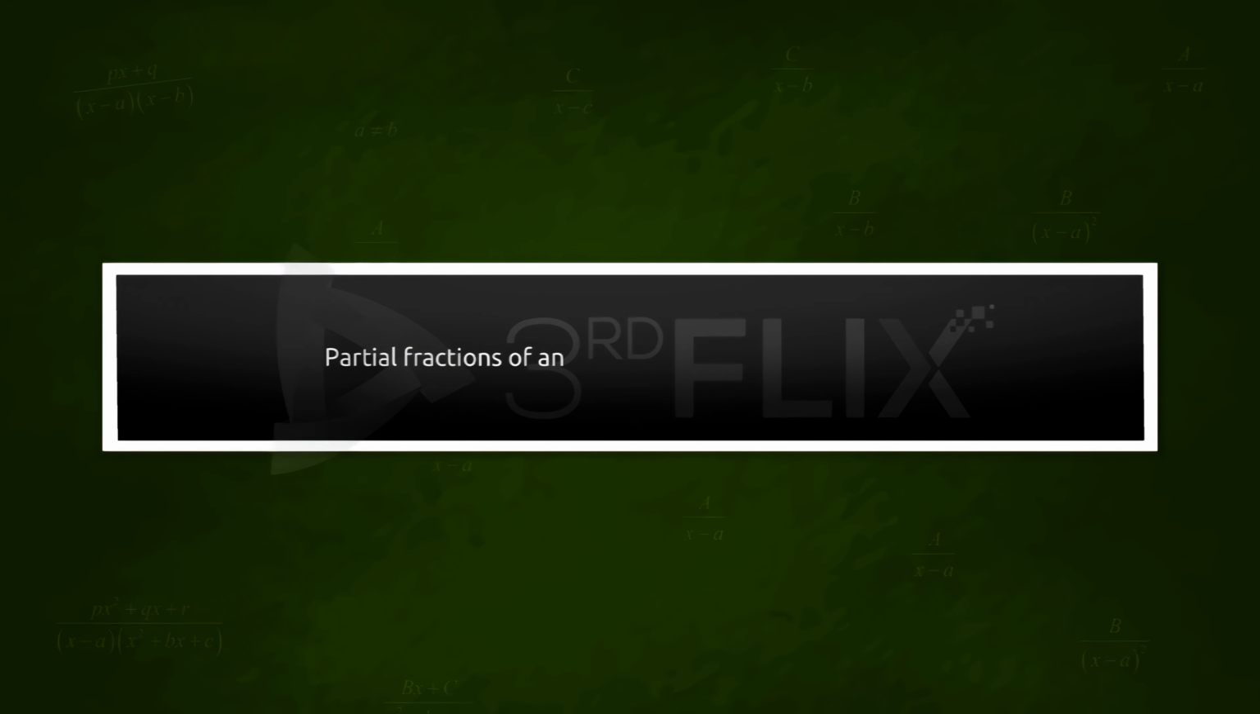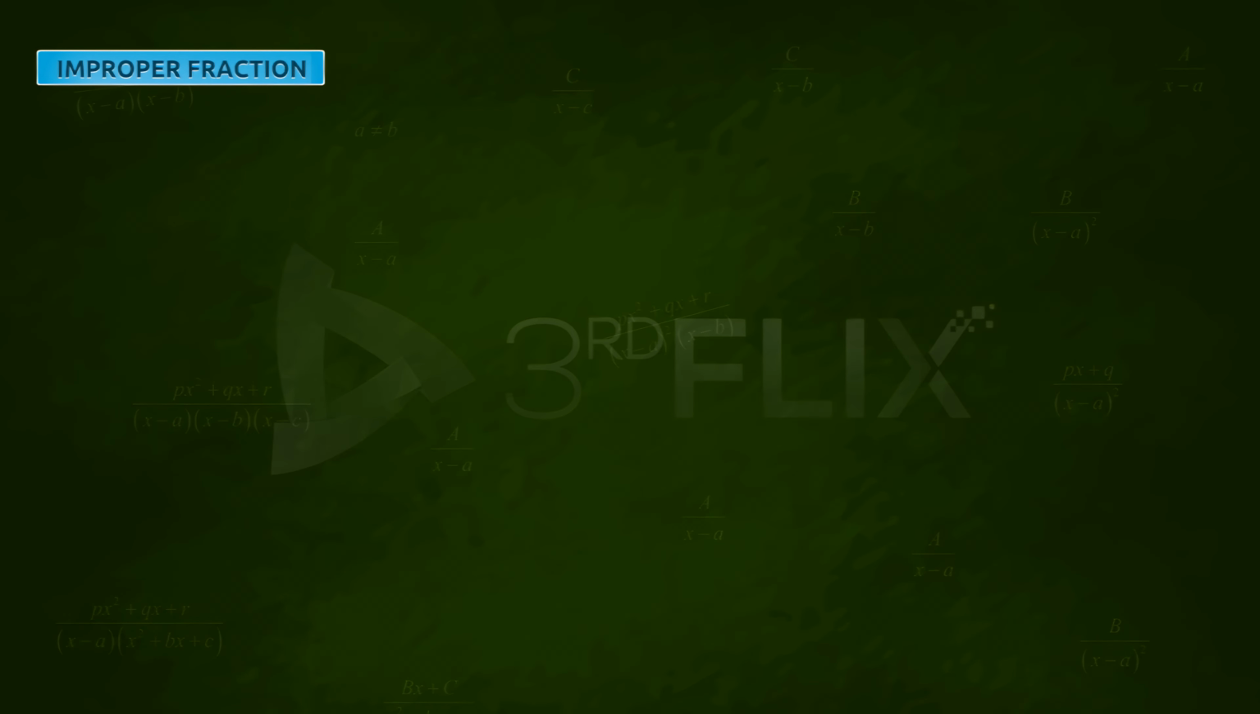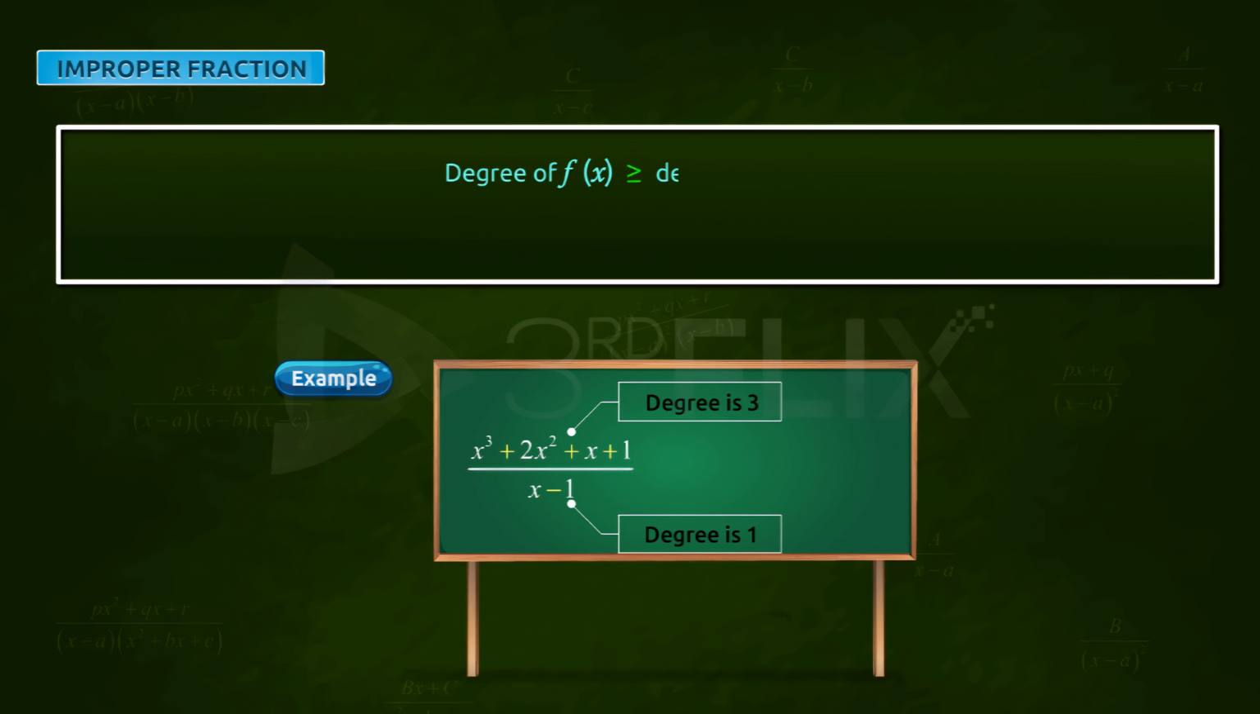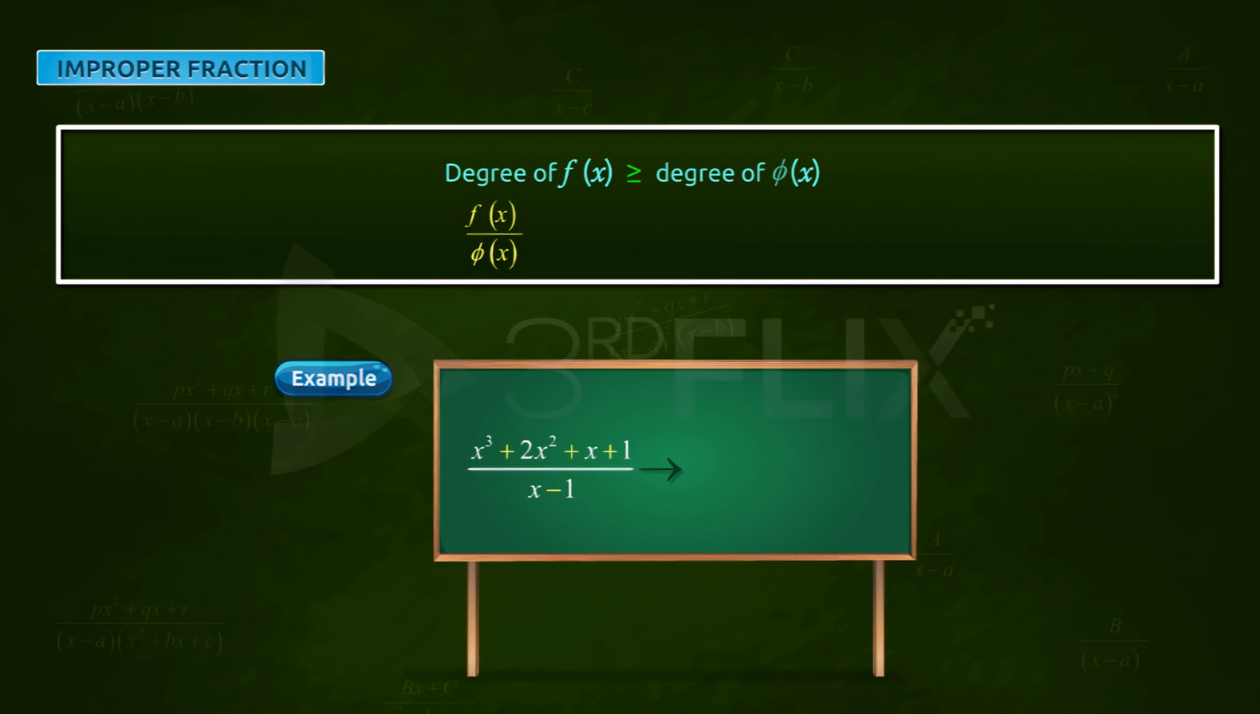Partial fractions of an improper rational fraction f(x)/g(x). Improper fraction: if the degree of f(x) is greater than or equal to the degree of phi(x) in a rational fraction f(x)/phi(x), then the rational fraction is called an improper fraction.